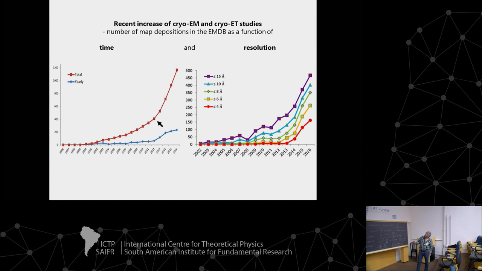And the quality, the resolution, the number of structures being deposited with resolution below 4 angstroms, where you can actually start seeing secondary structure and side chains, is also increasing. So in 2016, there were 200. That number has probably at least doubled or tripled in the last couple of years, definitely.